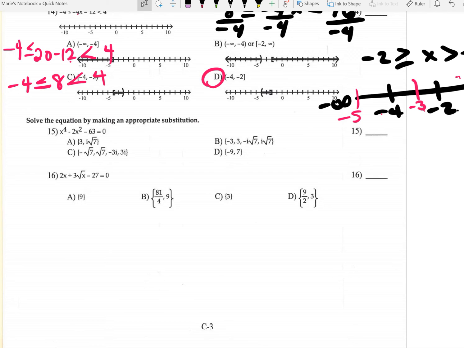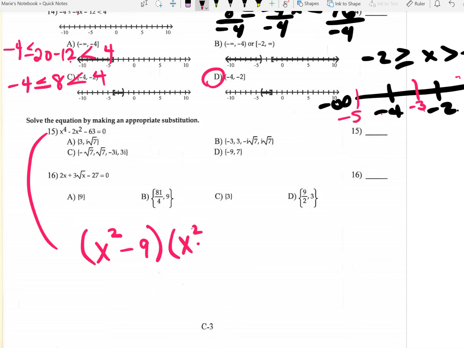Alright, and number 15, again with this one, I would consider foiling. I'm thinking 9 times 7, right? We know 9 times 7 will give us 63 as a product. And I know that negative 9 plus 7 will give me the negative 2. So I'm looking at this and I'm thinking, okay, you must be x squared. And actually this is without u substitution. So you end up with x squared minus 9 times x squared plus 7.